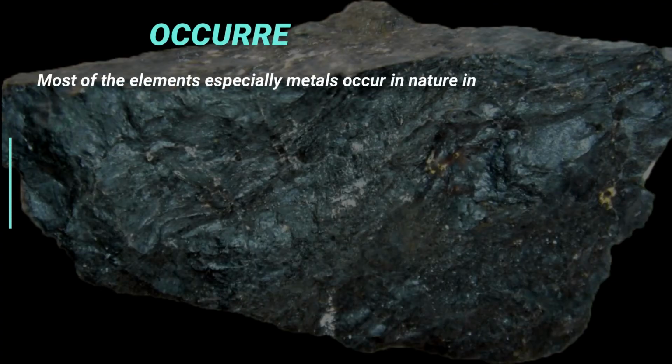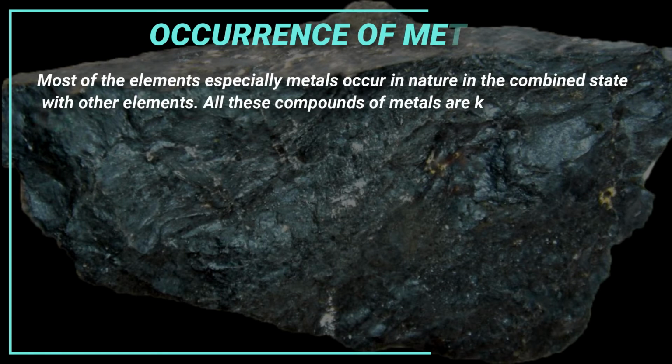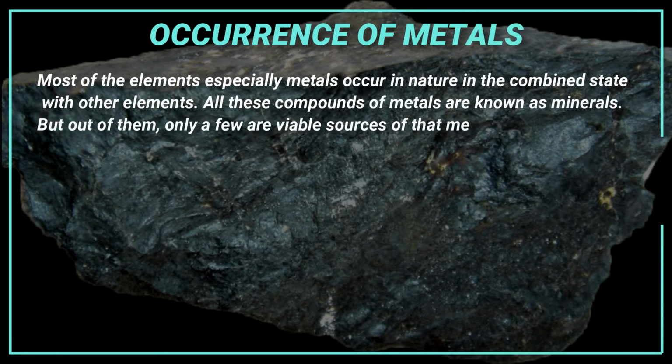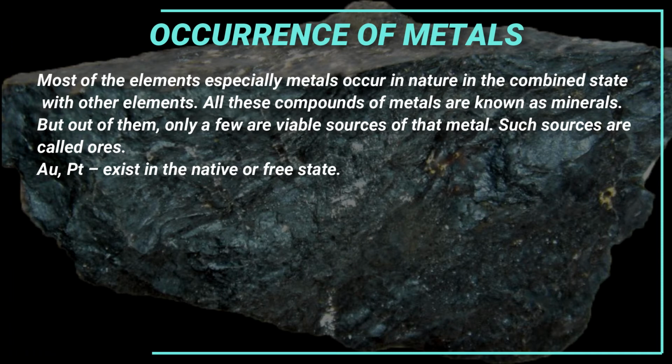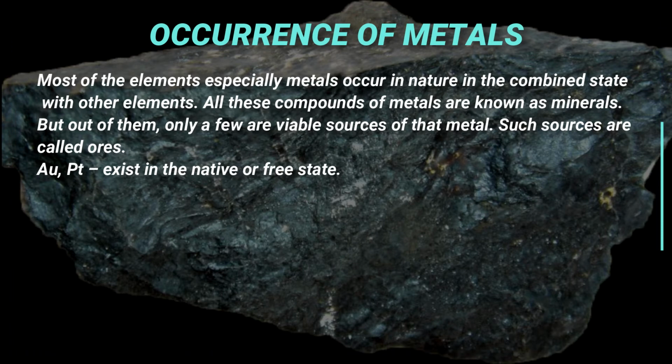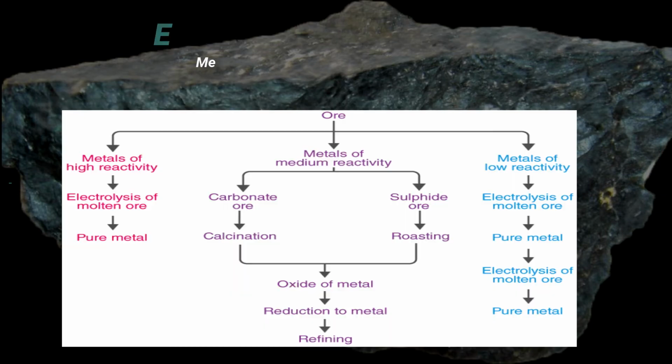Occurrence of metals. Most of the elements, especially metals, occur in nature in the combined state with other elements. All these compounds of metals are known as minerals. But out of them, only a few are viable sources of that metal. Such sources are called ores. Gold and platinum exist in the native or free state.